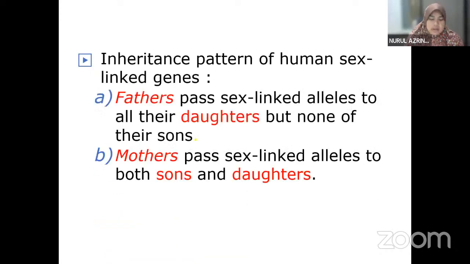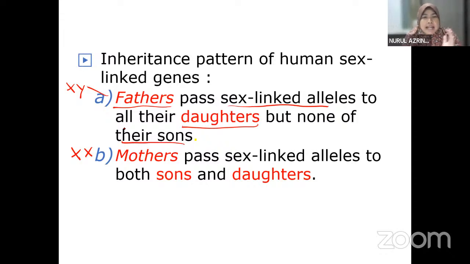Right. So inheritance patterns of human sex-linked genes. Ayah, father, remember, XY. Mother, XX. Perempuan, XX. Father will pass the sex-linked allele, ayah akan mewariskan sex-linked allele to all their daughters. Kalau ayah ada gene tersebut, right? So semua anak perempuan akan dapat gene tersebut, but none to their son. Okay, kenapa? Ayah akan pass sex-linked allele to all their daughters. Kenapa? But none to their son.